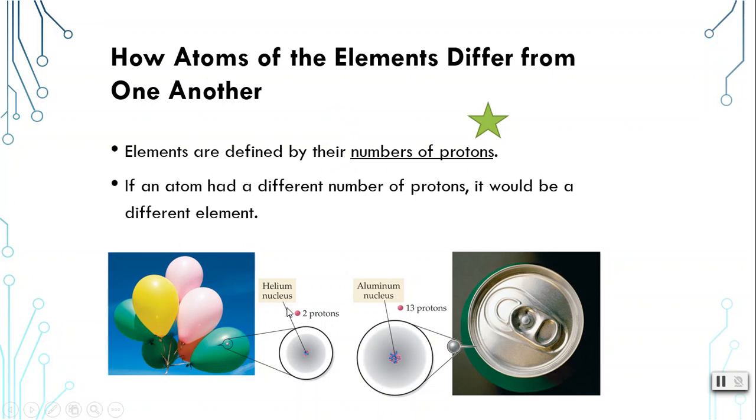So for example, helium has 2 protons. Let's say I was to find another element and determine it has 13 protons. Can't be helium because they have different numbers of protons. So elements are defined by their numbers of protons. It's an important fact to know, and we will revisit that when we talk about the modern periodic table.